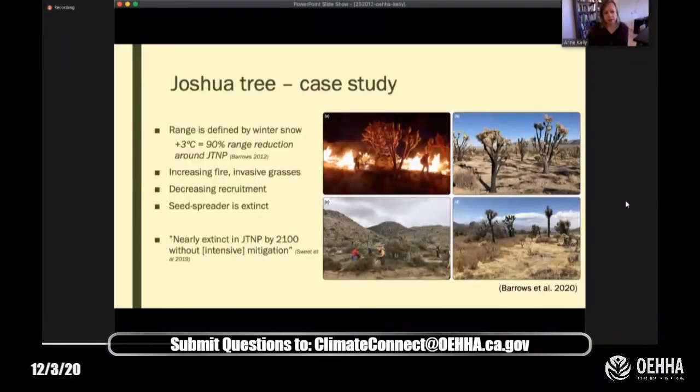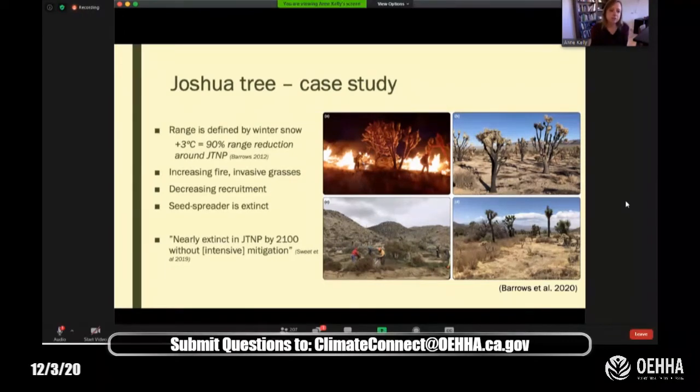So let's look at the Joshua tree as a case study of desert vegetation and climate change. Joshua trees were recently granted a temporary endangered status by the state, and the battle over this listing will no doubt continue. Joshua trees' range is defined by winter snow. So they live in places that get regular snow in winter. With warming, that range will diminish.